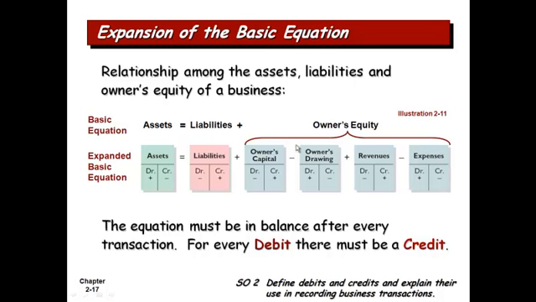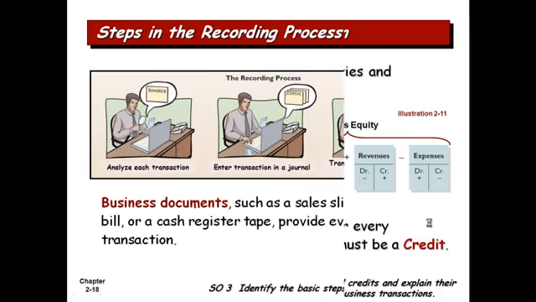These are incidental, non-core, meaning owner investments and owner's drawing. The equation must be in balance after every transaction. For every debit, there must be a credit. You'll never see a deviation from that rule. That will always be the same no matter what.